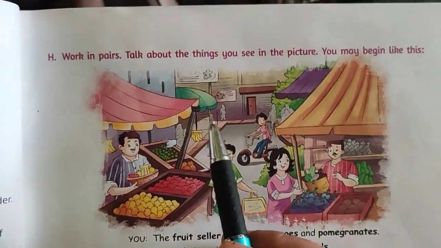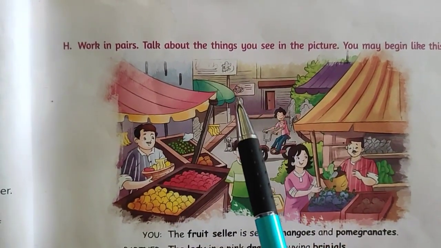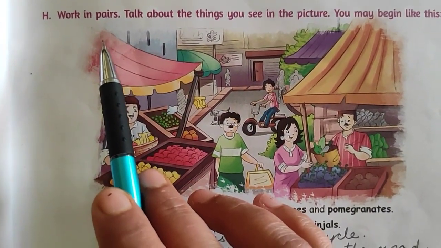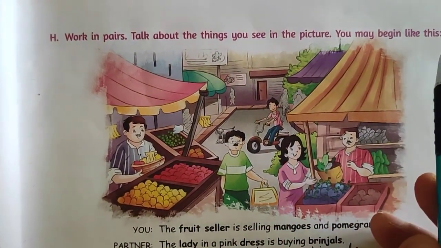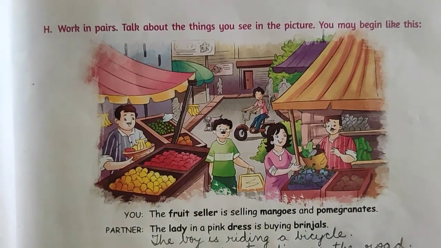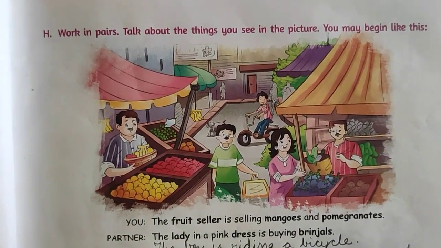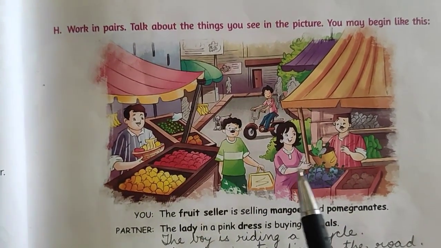Now let's move on to page number 19. On page number 19, picture composition is given. Work in pairs. Talk about the things you see in the picture. You may begin like this. Children, this picture composition I taught you in class 2 also. So you must be knowing what a picture composition is.